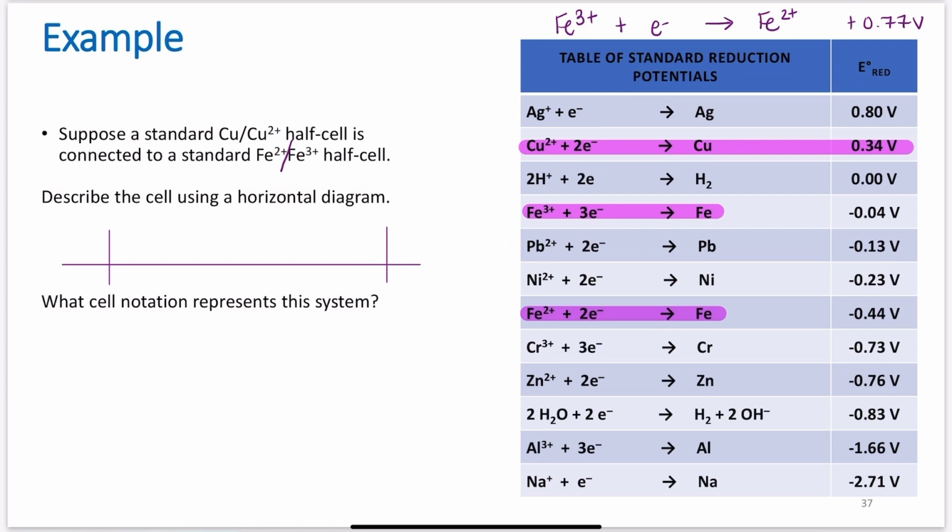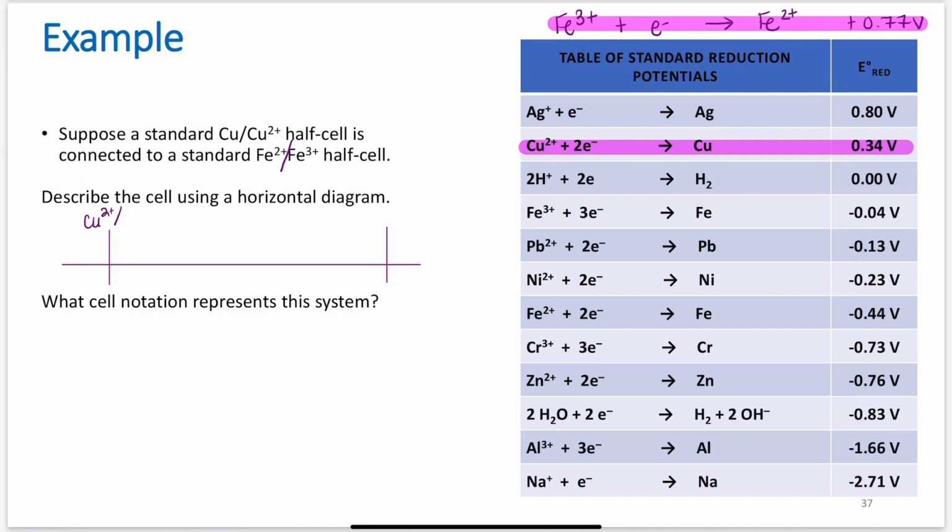Now, comparing these two again, I'm going to go ahead and draw out what I know. I'm going to look at those two numbers, and I see that my copper 2 plus has a more negative number than my iron. Because again, these irons are not useful to me, right? That's iron 3 plus gaining 3 electrons going to iron solid, iron 2 plus gaining 2 electrons going to iron solid. That is not helpful. I need to compare this system where it's iron 3 plus gaining 1 electron. So I'm going to write my copper 2 plus.